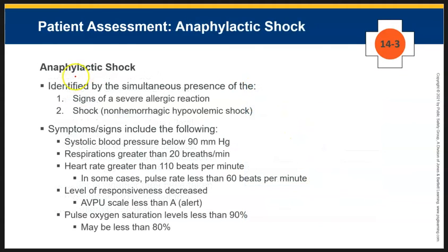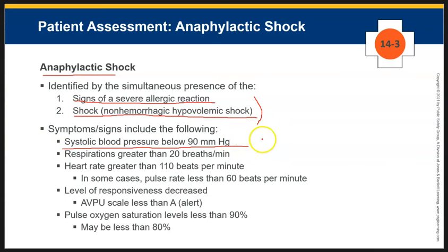In the case of anaphylactic shock, we'll see signs of a severe allergic reaction. We'll see them moving towards this hypovolemic shock. It's actually a form of distributive shock because of the vasodilation. Symptomatically, they're going to present with a systolic blood pressure below 90 millimeters of mercury. They're going to have elevated respirations and an elevated heart rate. They'll be tachycardic. Their level of responsiveness may begin to decrease.